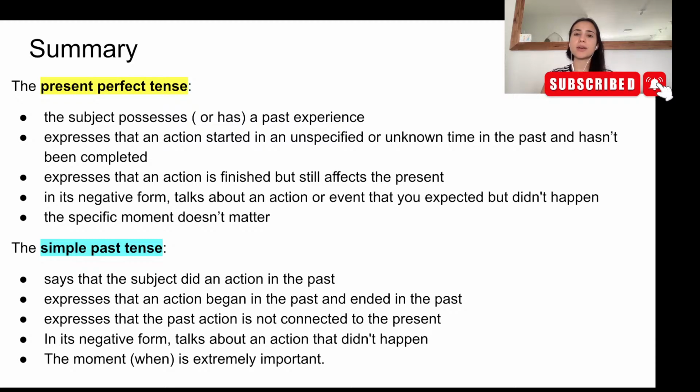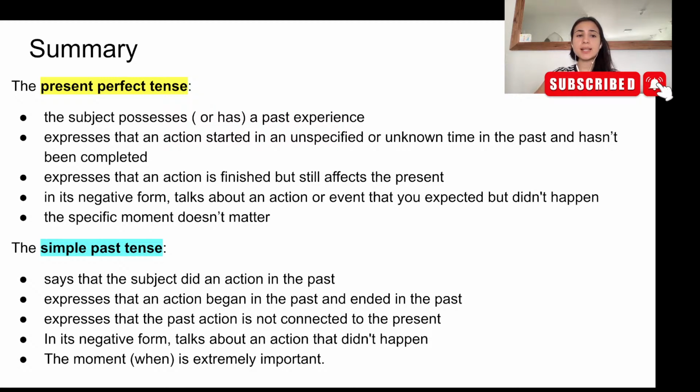Feel free to give me some other examples. I'm going to give you the summary. With the summary, I'm going to refresh your memory, and then there's an exercise after this, so stay tuned for the exercise. But let's do a bit of a summary about when to use each one.